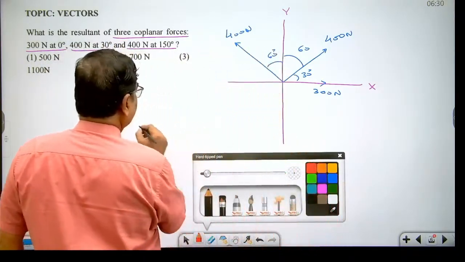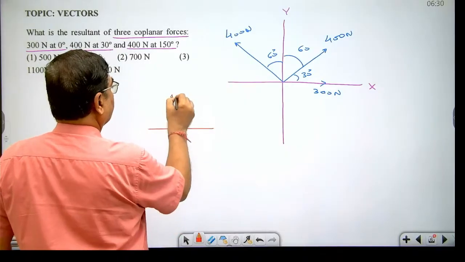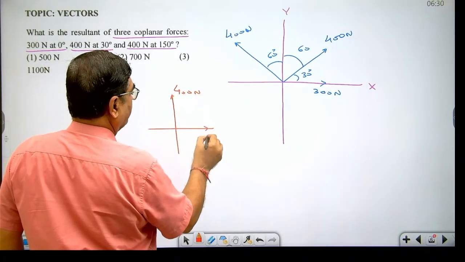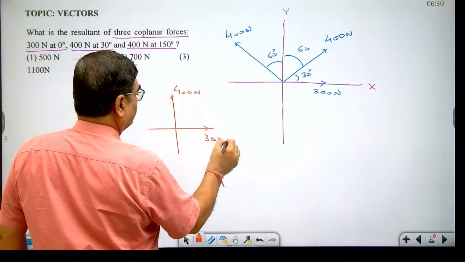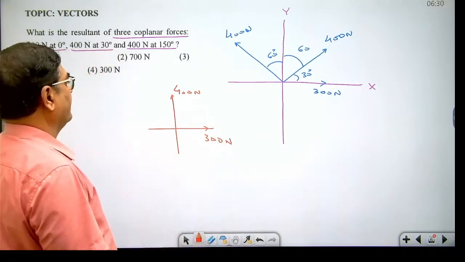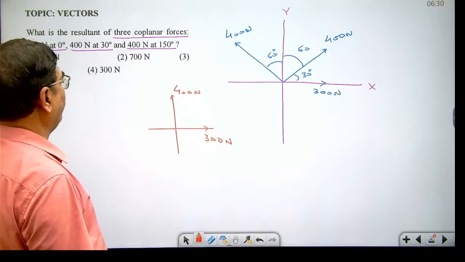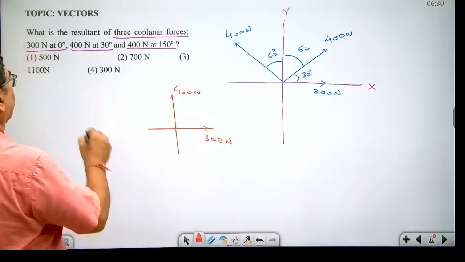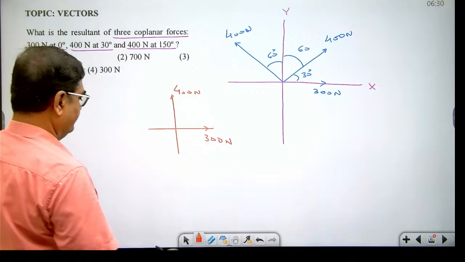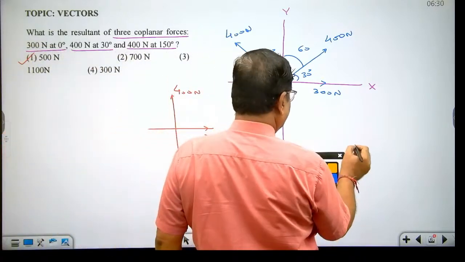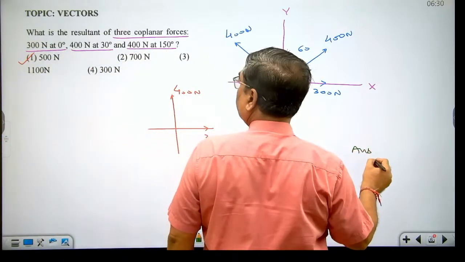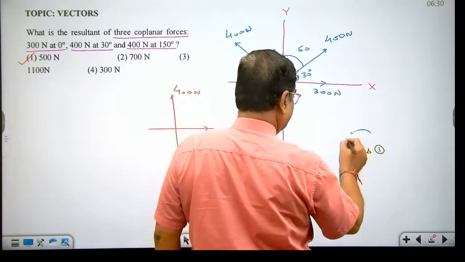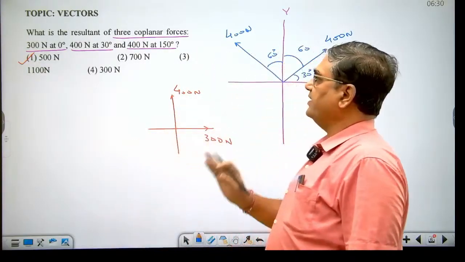So this is another diagram. This is 400 Newton and this is 300 Newton. Now 300 Newton and 400 Newton are at 90 degrees. So the answer will be root of 3 square plus 4 square, that is 5. So the correct option is option 1. Out of 4 choices, the correct choice is option 1. So option 1 is the correct answer.